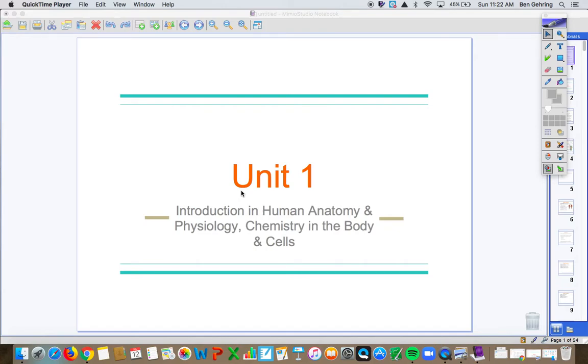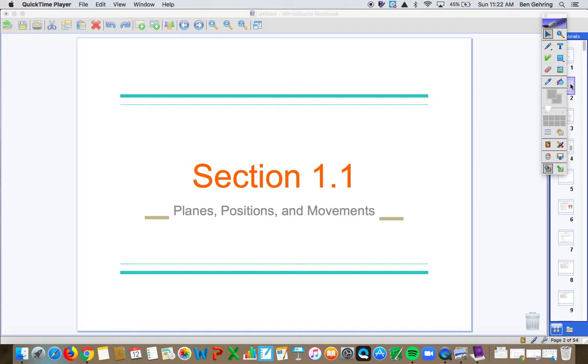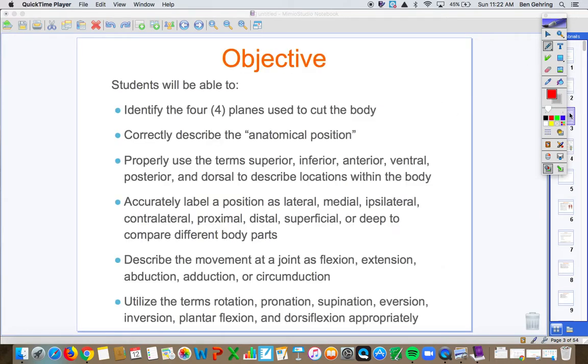Hello, and thank you for joining me today for our lesson in anatomy and physiology. This is Unit 1, so it's our introductory unit. We're gonna talk about the basics as far as planes, positions, movements, locations, regions, cavities, all that dealing with the body that we're going to then reference later on in future units in this course. Today specifically, we're going to start Section 1, which deals with planes, positions, and movements of body parts. And so let's get started.